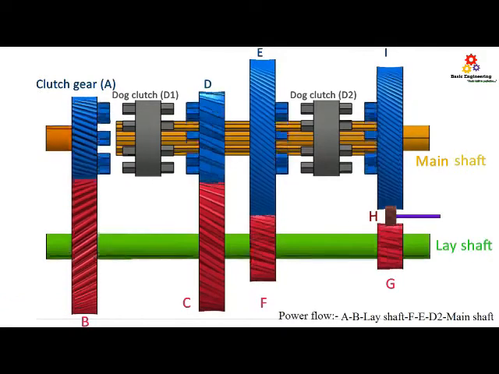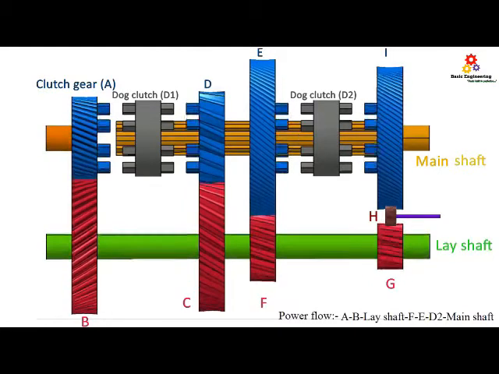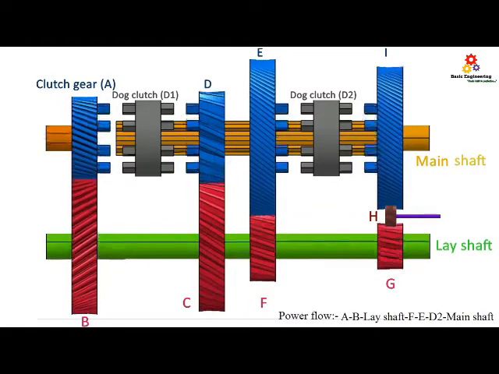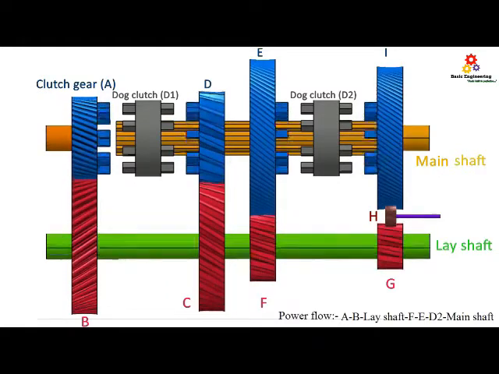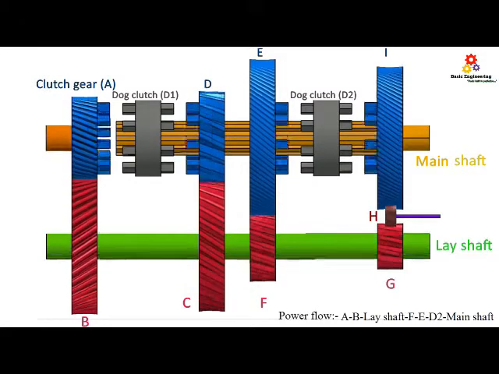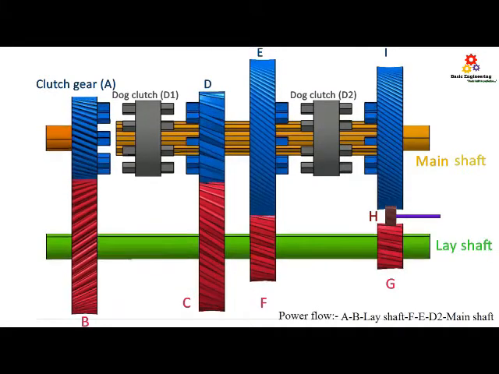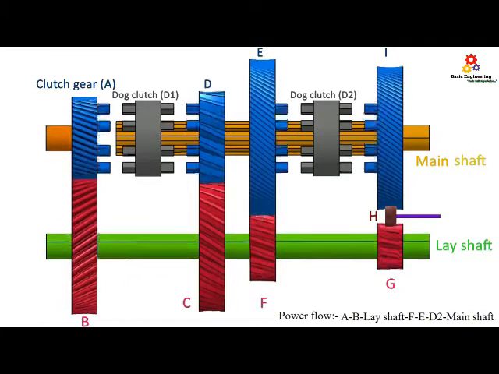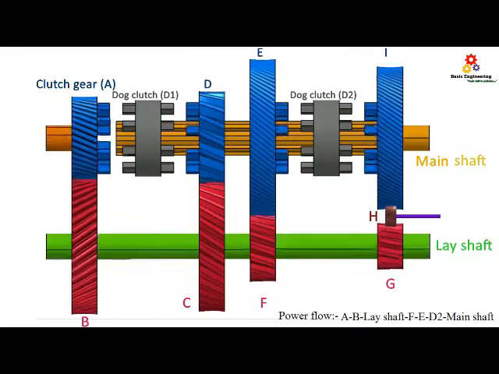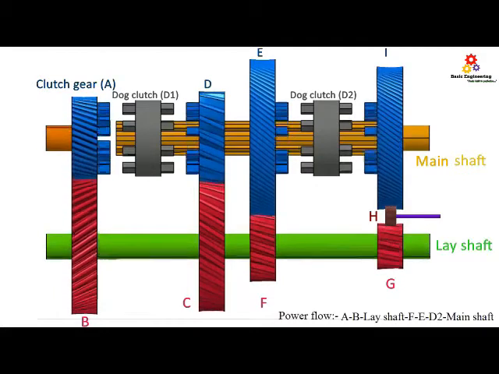But here is one important point to remember: in constant mesh gearbox, the dog clutches can be slid to achieve the power flow. The axial motion of dog clutches can be achieved by providing the splines on the main shaft so that dog clutches can easily connect and disconnect with the gears through which power is to be transmitted. Now let us see how the different gears can be achieved.